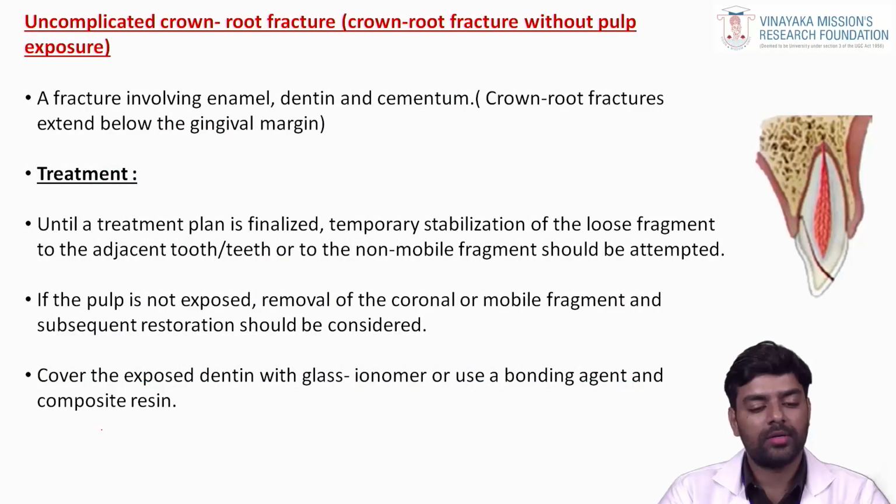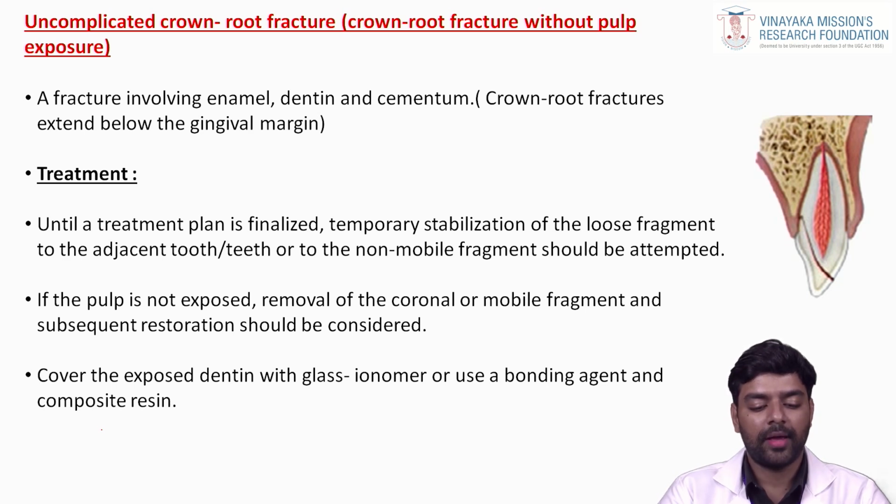Then moving on to the next heading, uncomplicated crown root fractures, also called crown root fracture without pulp exposure. So mostly fracture involving enamel, dentine and cementum. The treatment protocol is based on this: until a treatment plan is finalized, temporary stabilization of the loose fragment to the adjacent teeth or tooth, or of the non-mobile fragment, should be attempted.